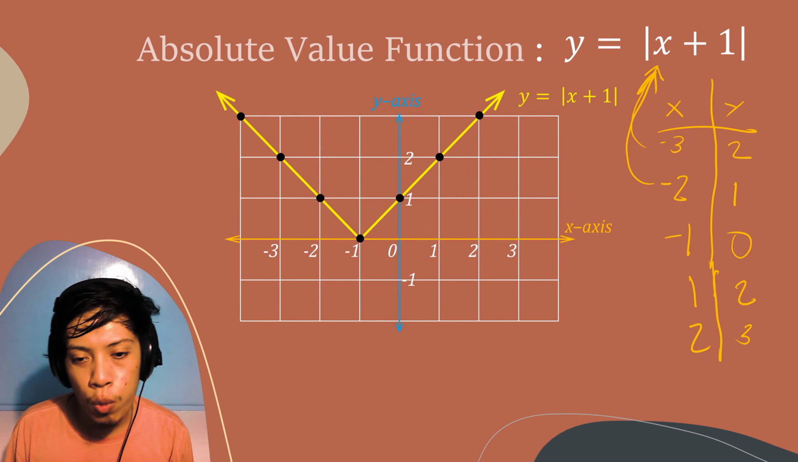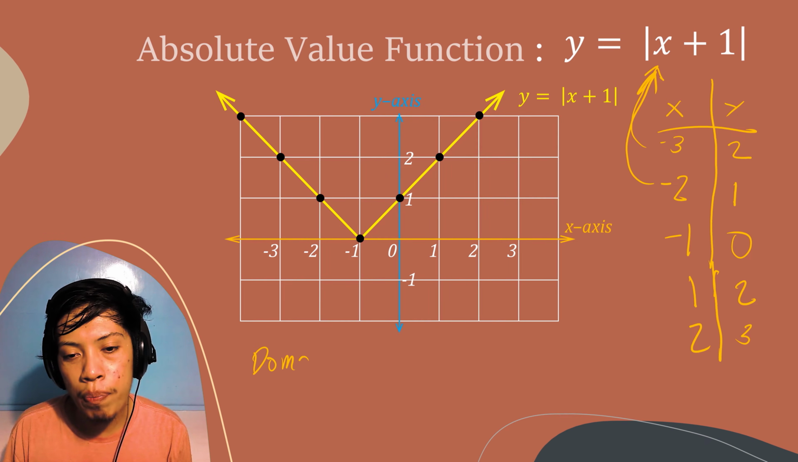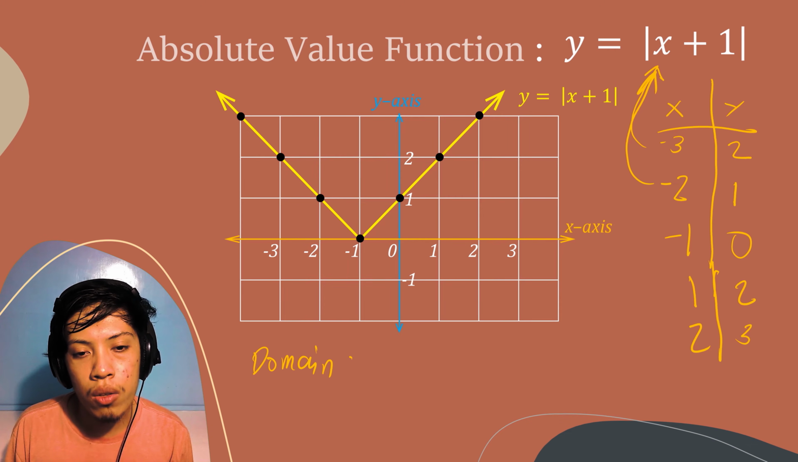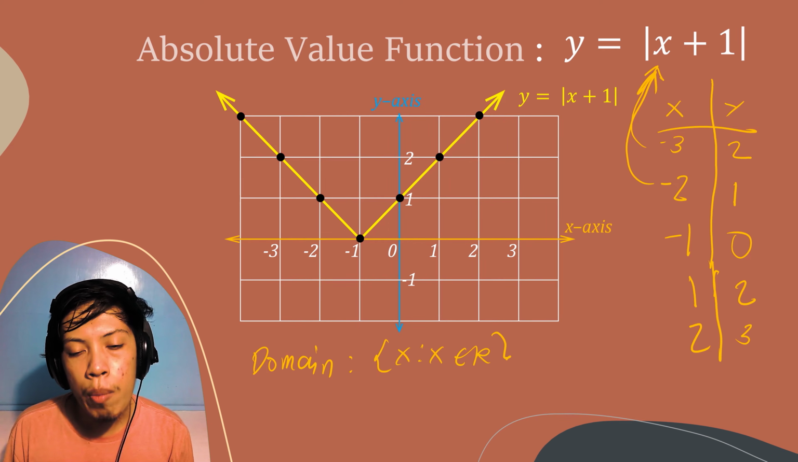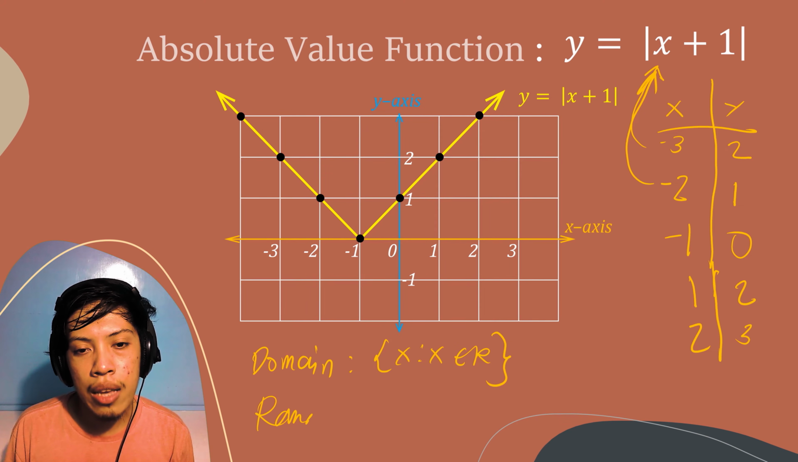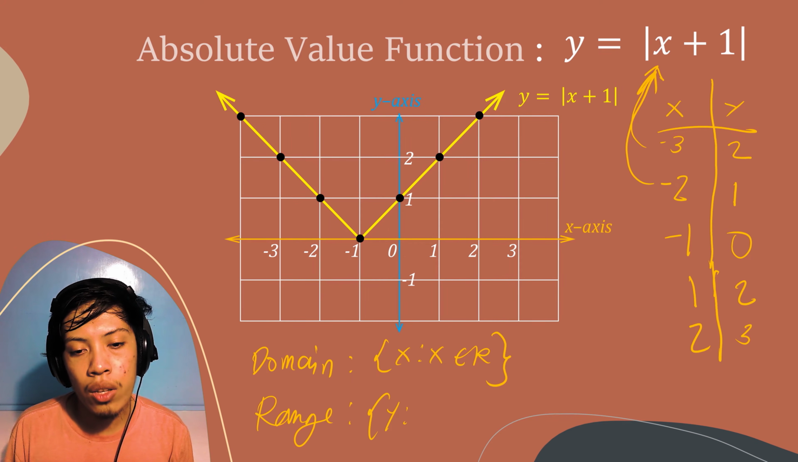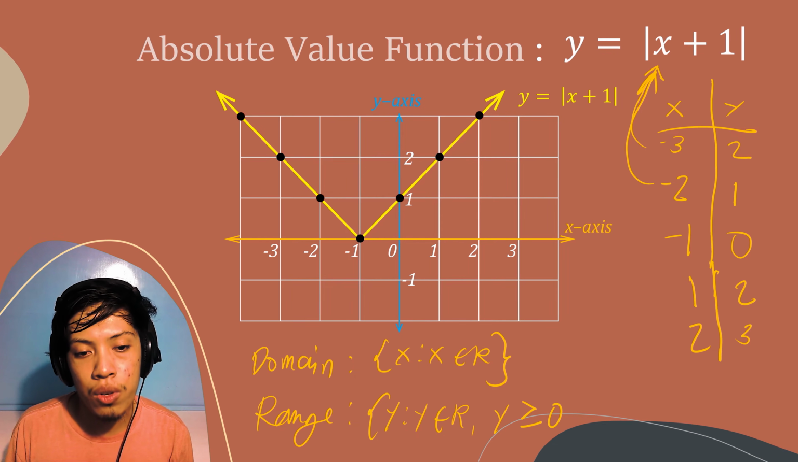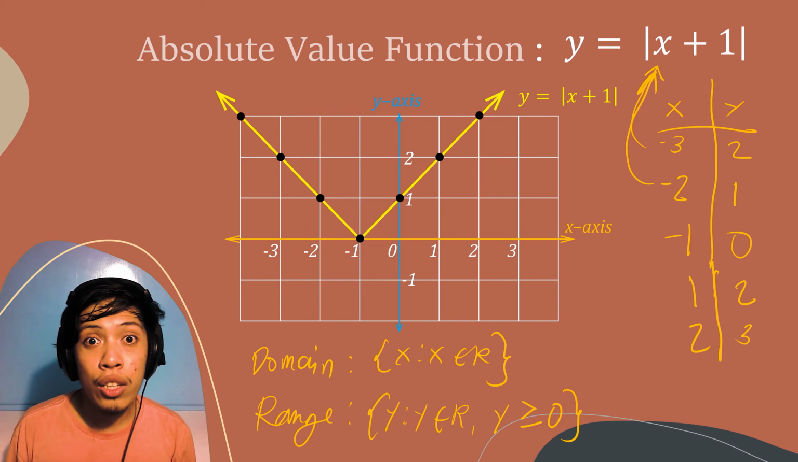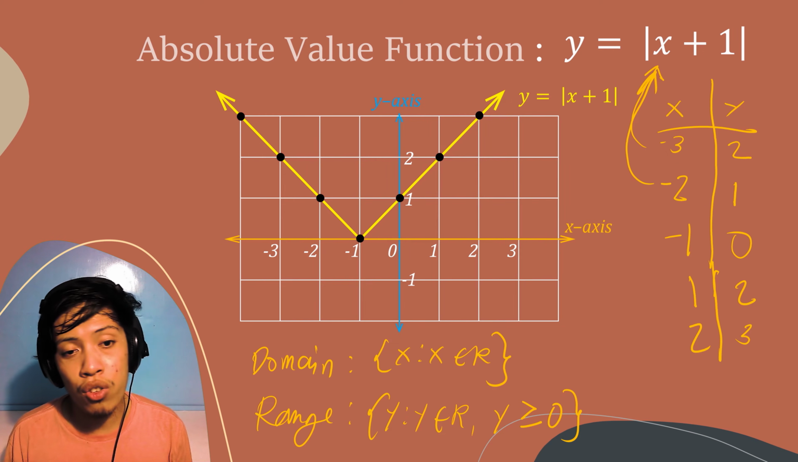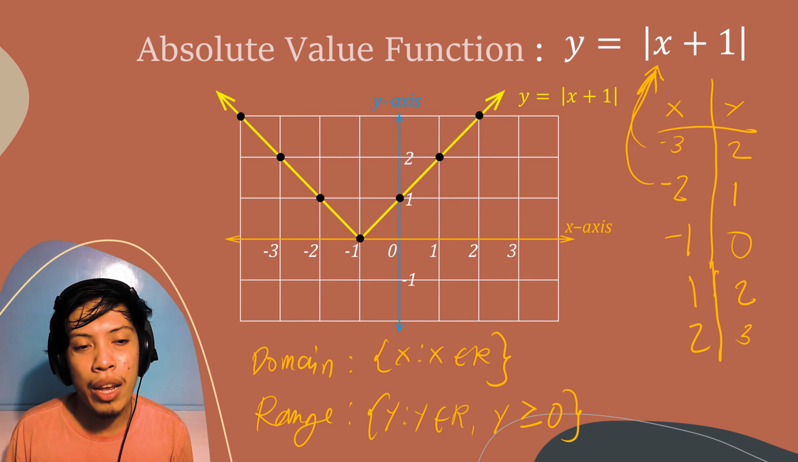Now, how do we find the domain and range again? Your domain will be all real numbers, since all the values of x will be covered by the graph. So this is x such that x is all real numbers. How about the range? The range is still the same as the previous example, because the lowest value for y is also 0. So this is y such that y is all real numbers, but y should be greater than or equal to 0. That is the domain and range of the absolute value function y is equal to the absolute value of x plus 1.